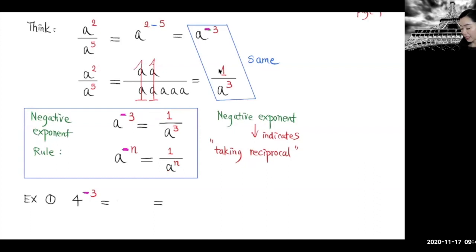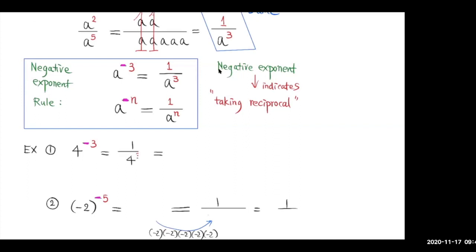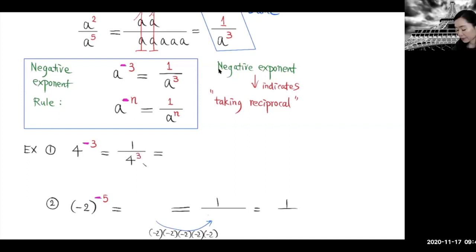Now let's try this one. 4 to the negative third exponent, what would this be? We know it is a reciprocal, right? So it is 1 over what? 1 over 4 to the third exponent. 4 to the third is 4 times itself 3 times. So what would that be?